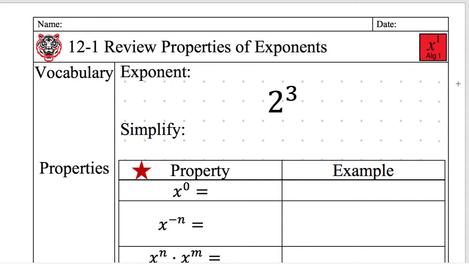All right, we are in Algebra 1. We are on our brand new unit 12-1, reviewing the properties of exponents. Today is Tuesday, March 12th.